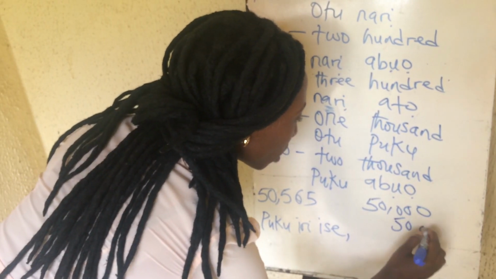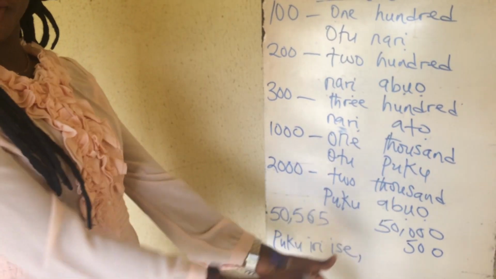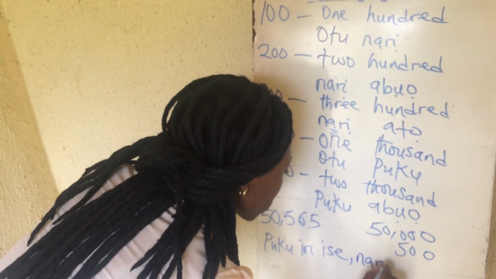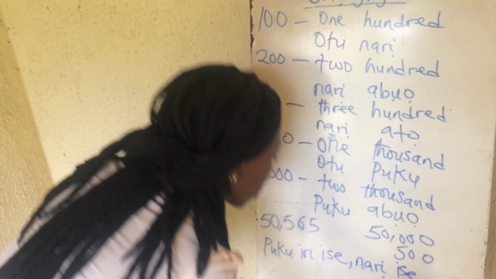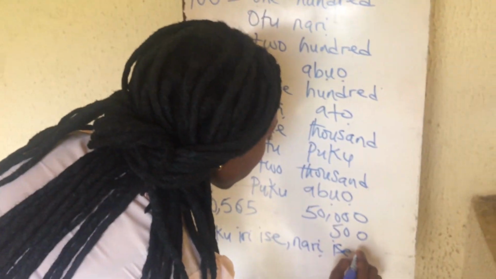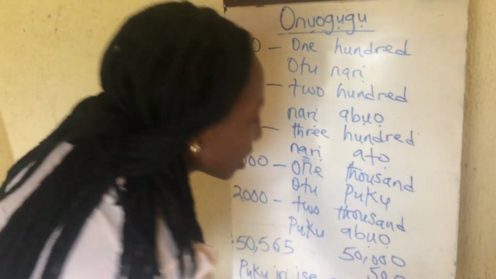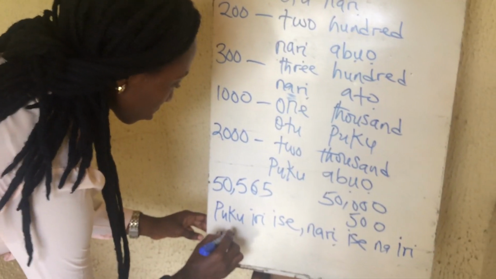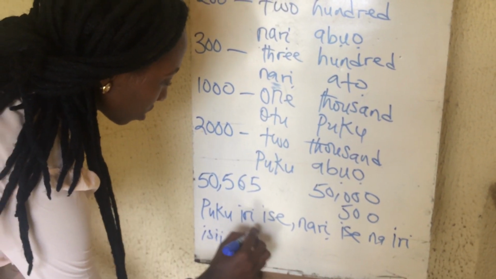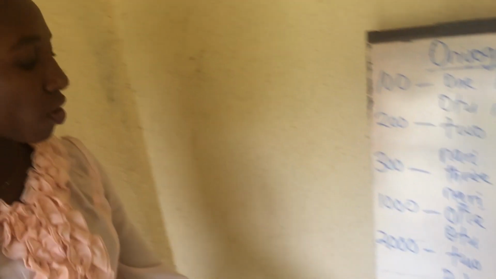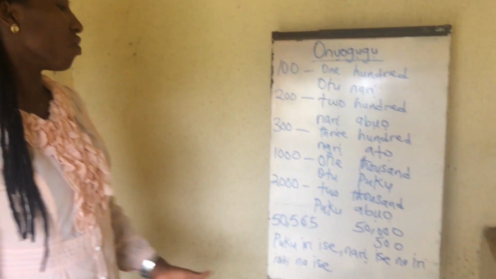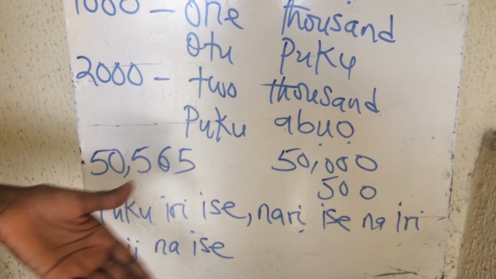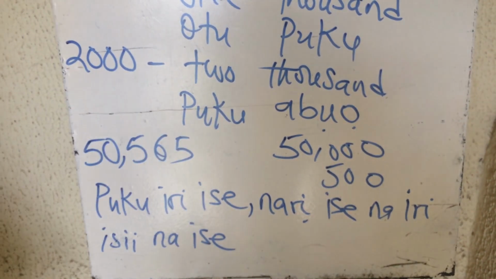How do you pronounce 500? The 100 comes before the 500, before the 5. And I say, Nari ise. In this way, na. What is 60? Iri isii. Na ise. So now it becomes 50,565: Puku iri ise na nari ise na iri isii na ise.